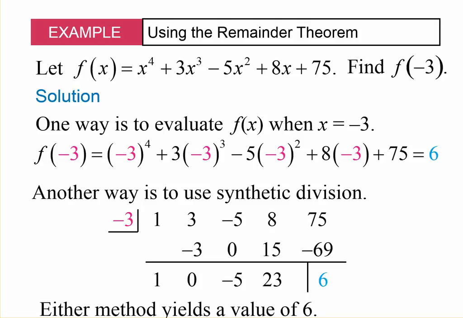We're good? So that negative 3 becomes the term that I use for the synthetic division. So that's going to be 1, 3, negative 5, 8, 75. And again, bring down the 1, multiply by negative 3, add down, multiply by negative 3, add down, multiply by negative 3, add down eventually. There it is. So f of negative 3 is equal to 6. Everybody agreed?